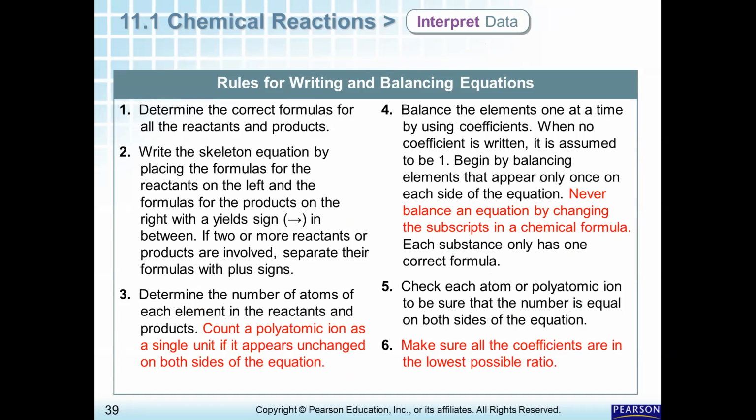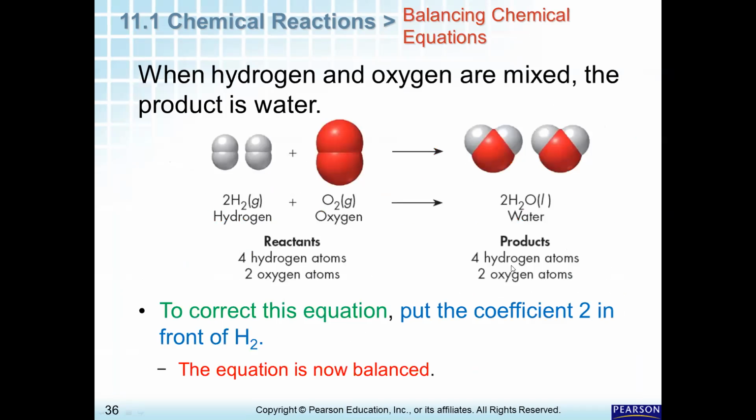Let's go back again to see what that means. Here we have 2H2 plus O2 to produce 2H2O. If you made it 4H2 plus 2O2 to produce 4H2O, it's still balanced. But is this right? No. It has to be the lowest whole number coefficients.